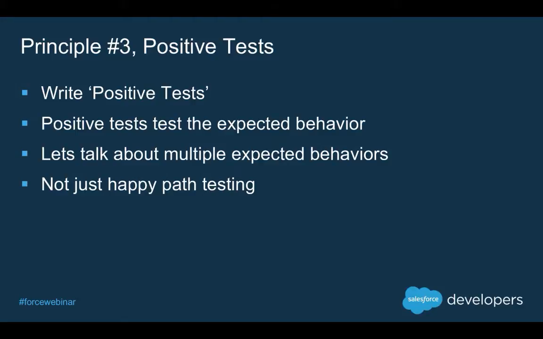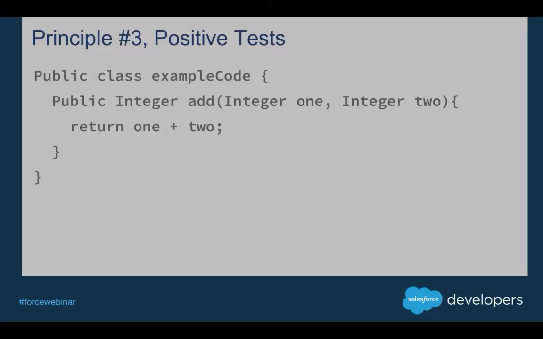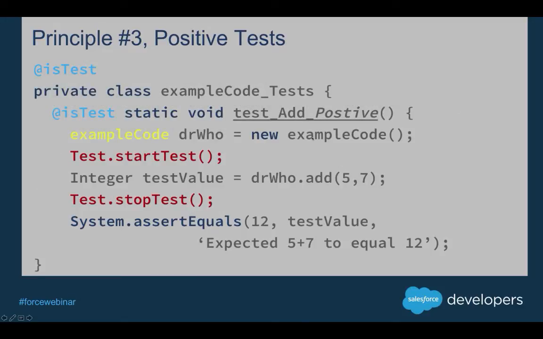So let's look at what that might look like in terms of code. Here we have a basic class, and like I used in my example, we've got an add method, and it takes 2 integers and returns the sum of those 2 integers. Fairly simple. Now, if we wanted to write a test for this, we could write the basic positive test. We're going to have a test method here called testAddPositive, and we're going to instantiate our example code class that we had in the previous slide. We're going to run startTest.